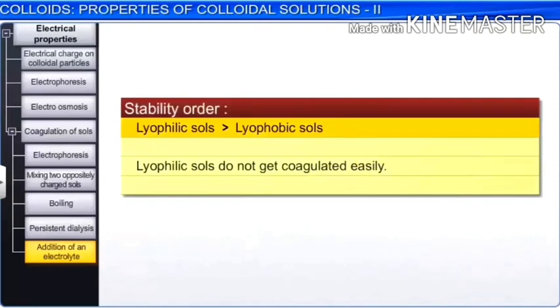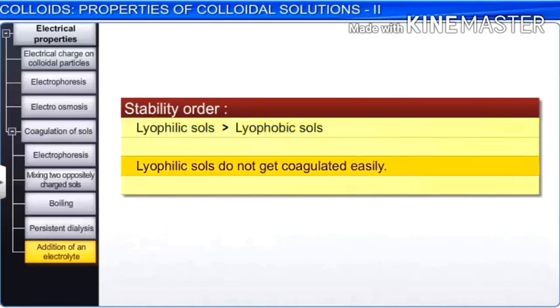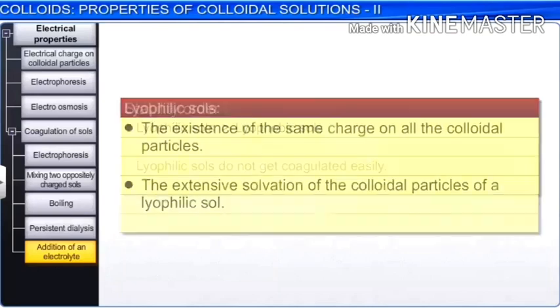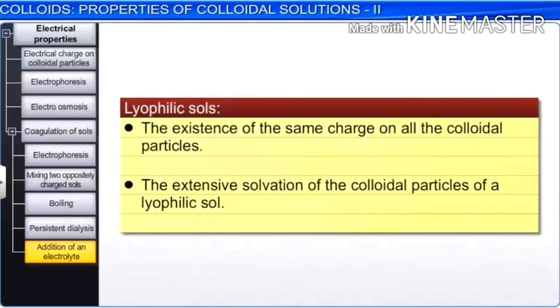Now look at the stability of lyophilic sols and lyophobic sols. Lyophilic sols are more stable than lyophobic sols. Lyophilic sols won't get coagulated easily. What is the reason for that? The first reason is the existence of the same charge on all the colloidal particles. The second reason is the extensive solvation of the colloidal particles of a lyophilic sol. So these are the two reasons for the greater stability of the lyophilic sol.